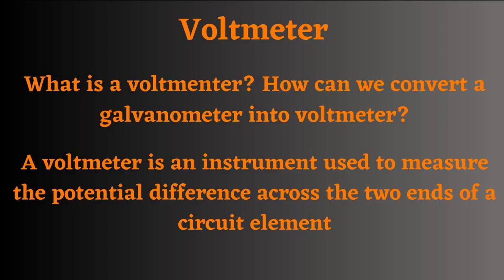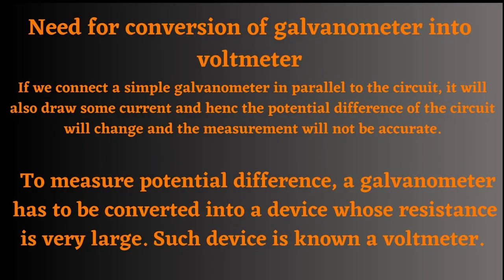A galvanometer can also be converted into a voltmeter. First of all, what is a voltmeter? It is an instrument used to measure the potential difference across the two ends of a circuit element. For the conversion, there are a few steps or conditions that must be taken into consideration. We already studied that if we want to measure the potential difference, the measuring device is to be connected in parallel to the circuit.